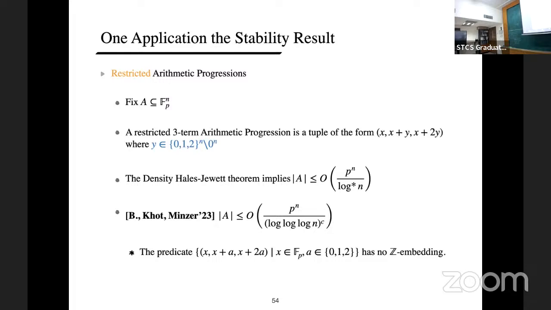As I mentioned before, if you just focus on this restriction, the reason we cannot get it for that is that if you look at that predicate, it will have a Z embedding. You just write down the equation, and then the matrix is non-invertible, and then you can have a Z-like embedding into the integers. And our stability result only works for predicates that have no Z embedding.